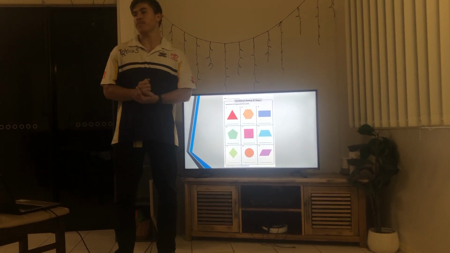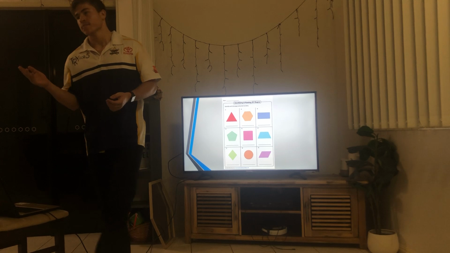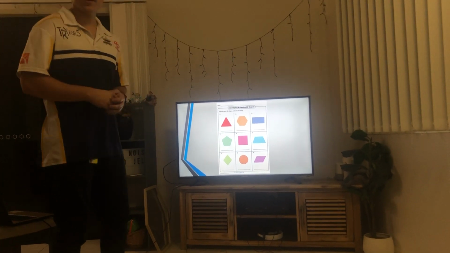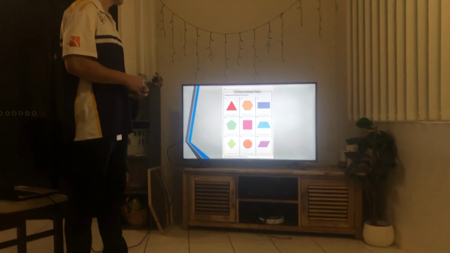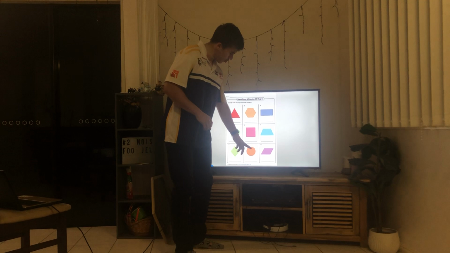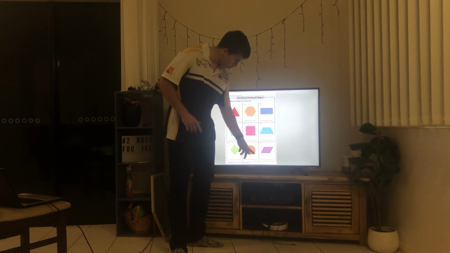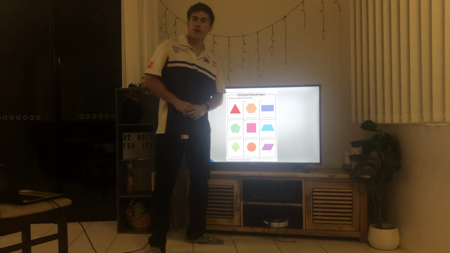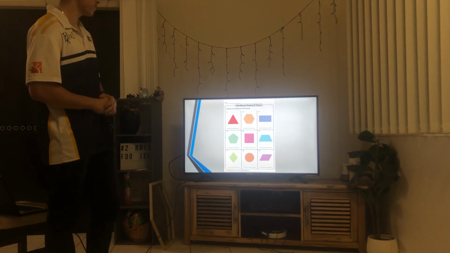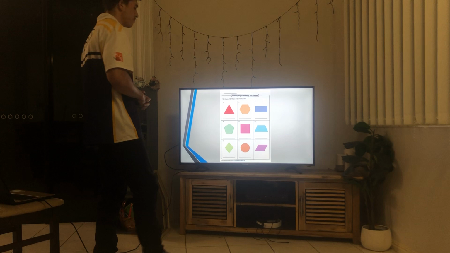Who knows what this shape might be? Rebecca. A diamond. That's perfect. Brilliant. Number 8. We have no corners, 1 line. What shape is that? Perfect. It is a circle. And our last one, number 9.